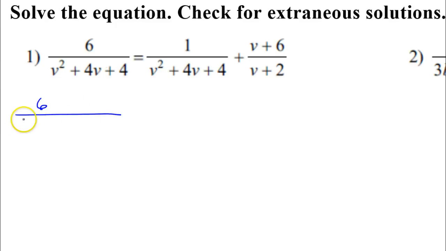So looking at this denominator right here, v squared, so that's v times v. 4, that'll be 2 times 2. Inner plus outer equals middle. Inner, I have 2v. Outer, I have another 2v. To get a positive 4, both of these need to be positive, which means these are positive. And a positive times a positive is a positive for the positive 4. So we factored it. We're good.